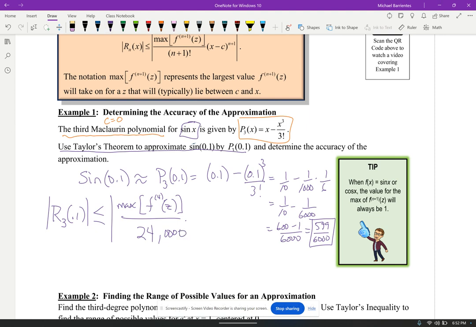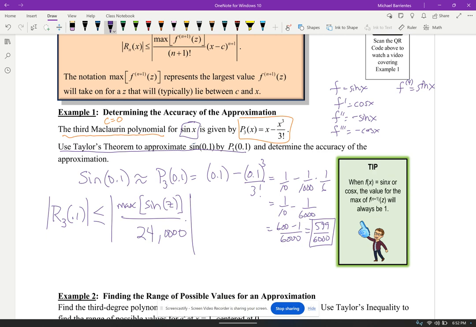And so here's what I'm left with after doing all of that. But I still don't know what the 4th derivative of f is, and I don't know what the maximum of the 4th derivative of z is. So let's go back. If f was sine, f prime was cosine, f double prime was negative sine, and f triple prime was negative cosine. And the 4th derivative would be the derivative of that, which would take me back to sine x. So really, I'm looking for the maximum of the sine of this z value.